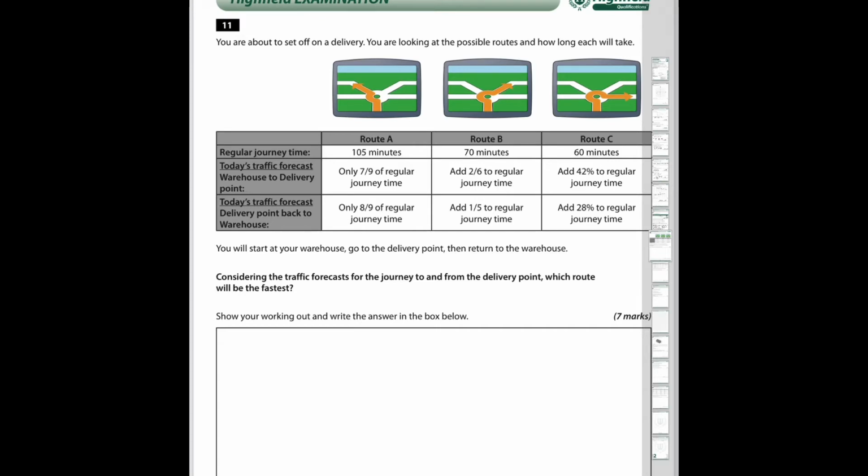Okay, so what might be easier is if we do a bit of a table here, not very straight lines. So we've got A, B and C. So normal is 105, 70 and 60. So today's traffic forecast going there and today's traffic forecast going back. So 7/9 of the regular journey time. So we need to work out what a ninth is of 105. So we would just divide that by 9.